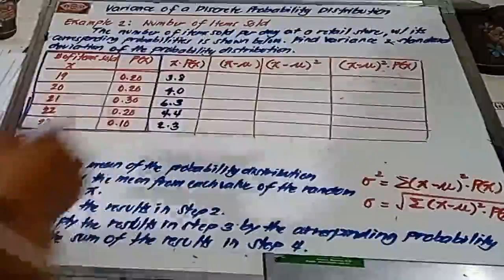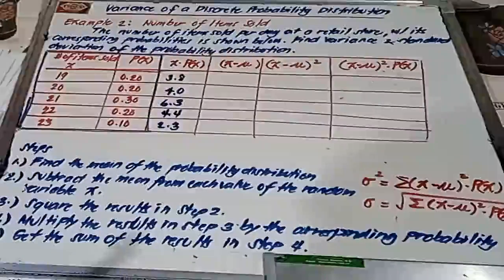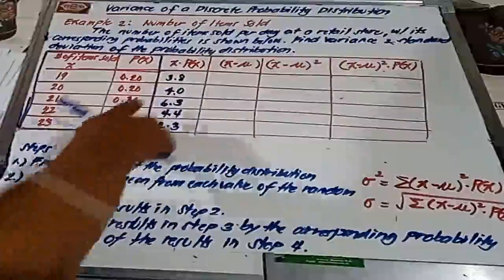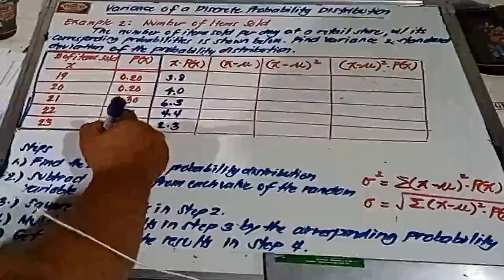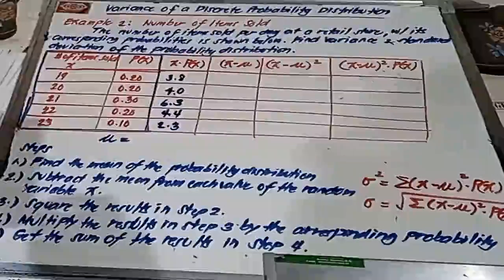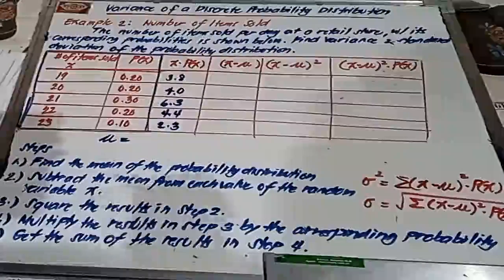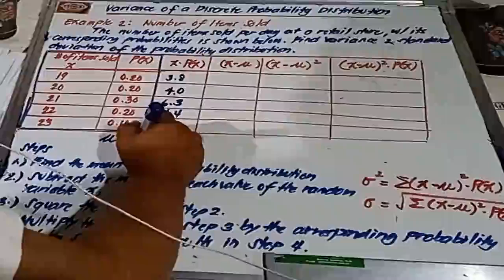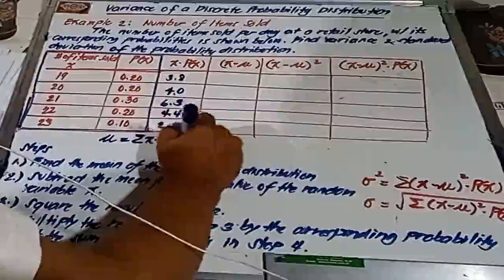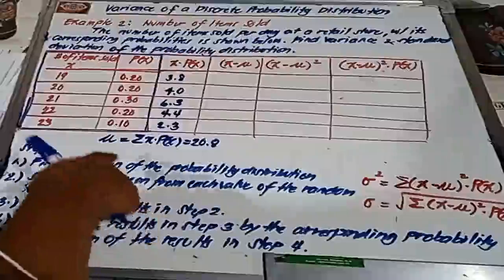Okay. So we already have the column x times probability of x. So the next step is, wag muna yung next step. I-add muna natin to para makuha yung mean. So the mean is this one. So we have 3.8 plus 4 plus 6.3 plus 4.4 plus 2.3. So the mean of the probability distribution is 20.8. So ito yung summation of x times probability of x. This is 20.8.